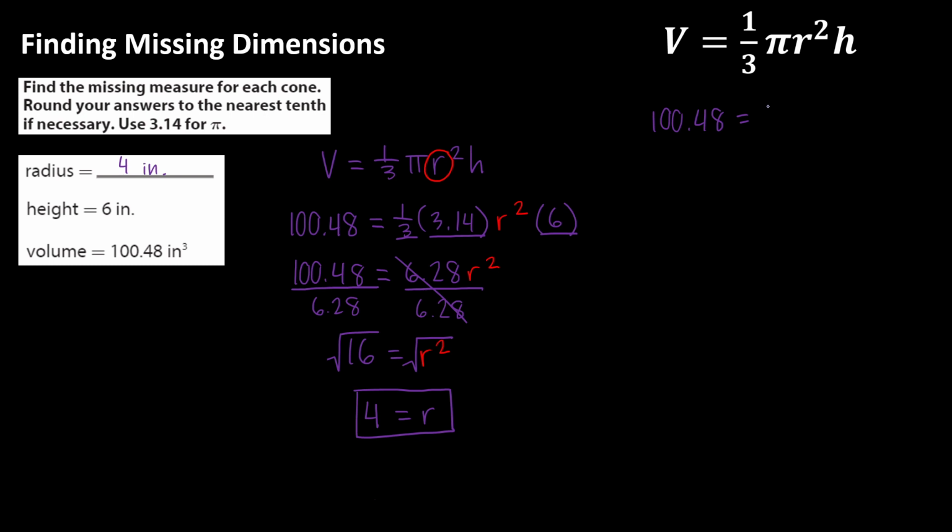So 100.48 is equal to 1/3 times 3.14 times 4 squared times 11.5. And so when you verify this, you want to make sure that the left side of your volume formula ends up equaling the right side. And that's how you know you found the radius correctly.